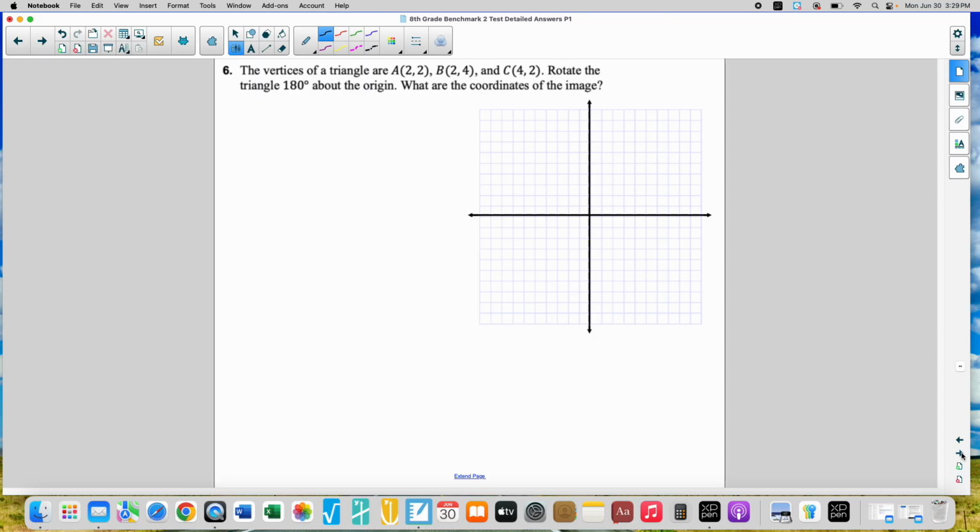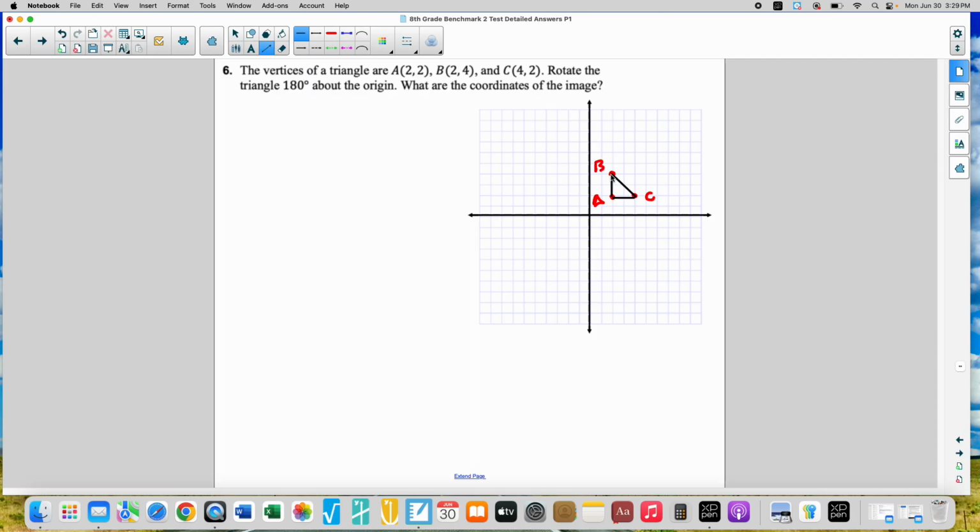The vertices of a triangle: A is (2, 2). This is A. B is (2, 4). And that's B. That's way too close. And C is (4, 2). Oh, that A is in the wrong place. That's not B prime, sorry. So a couple things. I want that A on the other side. Let's put the B on the other side too. So B is over here. A is over here. Let's connect them.